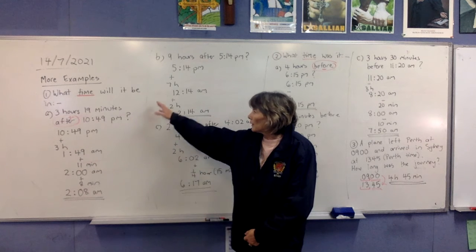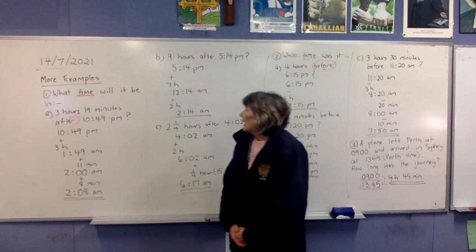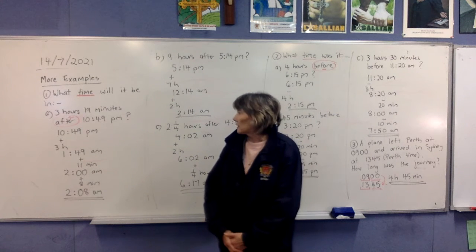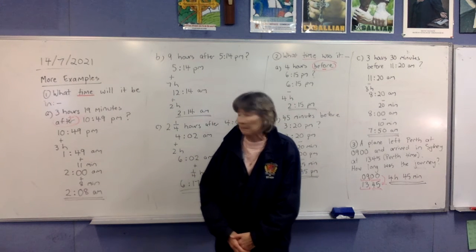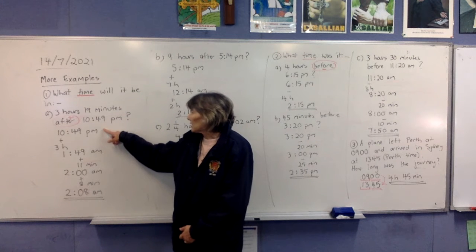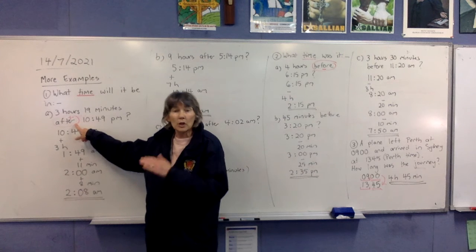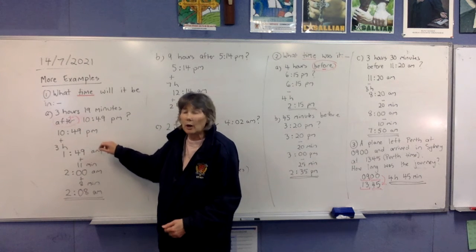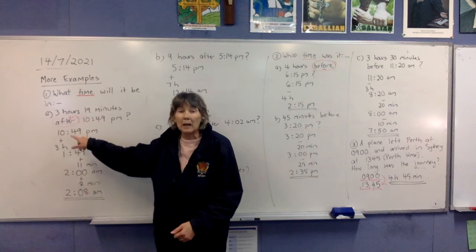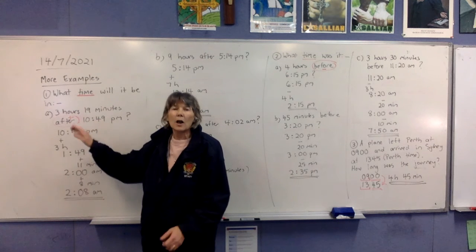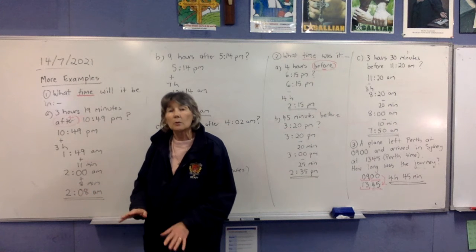So we're looking at what time will it be in 3 hours and 19 minutes after 10:49 p.m. So we write down the 10:49 p.m. Then time after, that means we have to add time on. So the after means we're going to plus. So we're going to plus all of this time but in pieces. We're going to just do it bit by bit.